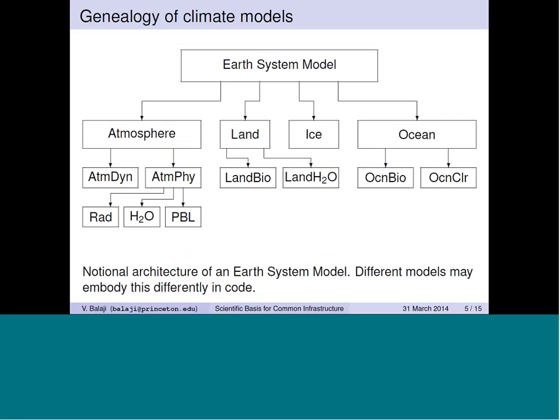So if you look at how these various centers are building Earth system models, you have first what I call the notional architecture, which is an Earth system model composed of atmosphere, land, ice, and ocean, let's say. And then the atmosphere is composed of a dynamics component, which is called the dycore, and a physics component, which is all the stuff that you don't resolve in the dycore.